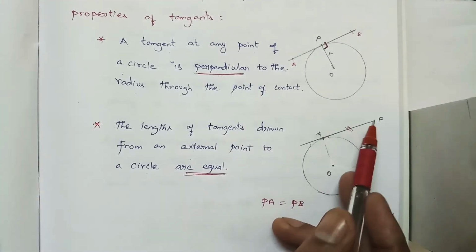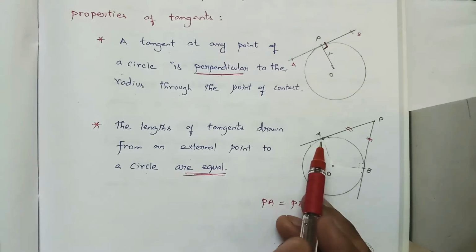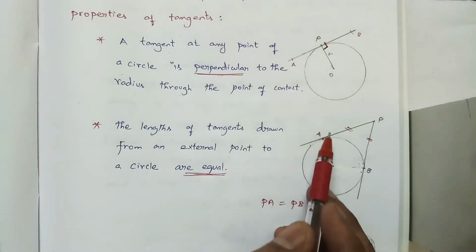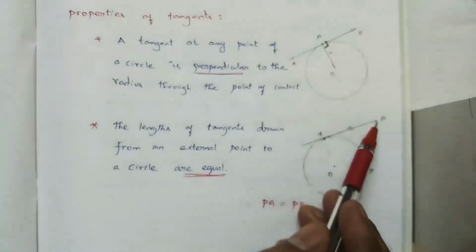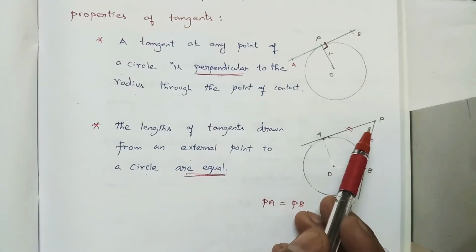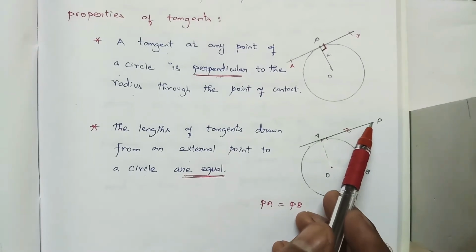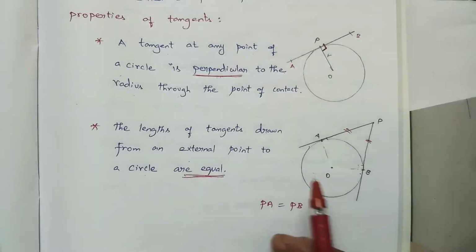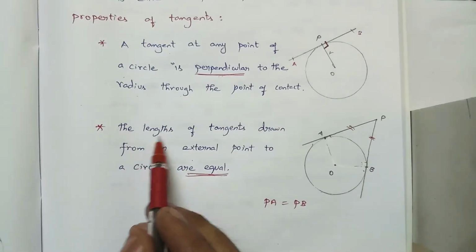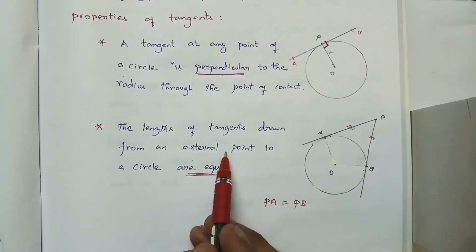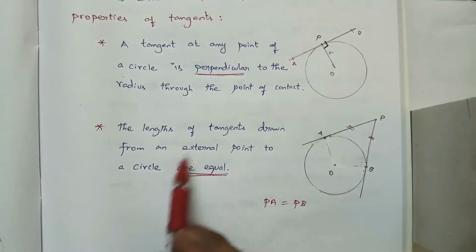Here, PA and PB are the tangents, because the point A is the point of contact of the circle and the line. So PA and PB are the tangents. Here P is the external point. For an external point to the circle, how many tangents are possible? Two tangents, PA and PB. The lengths of the tangents drawn from an external point to a circle are equal.